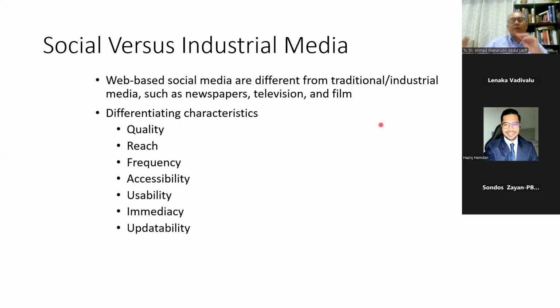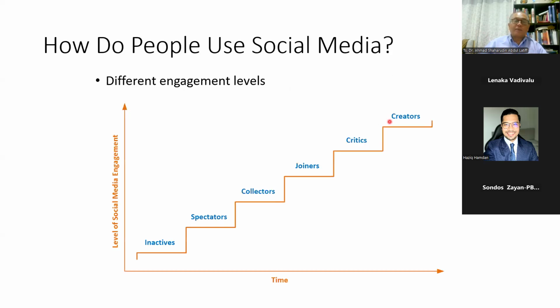The key characteristic comparing social media and industrial media is in terms of quality. There is different quality. So we have better quality for social media. It is more wide, and the richness is much better. Frequency: on social media, people write every second, compared to television, where we wait until certain hours for the news. And then accessibility, you can access it anytime. Social media, usability, immediacy, and updatability. So social media is in some aspects much better than the industrial media.